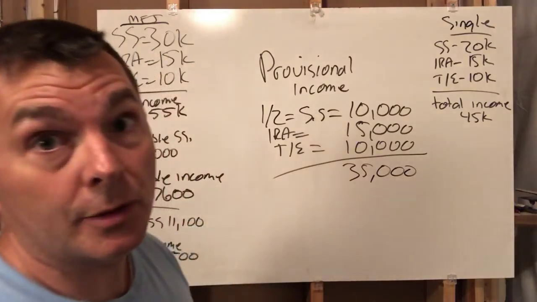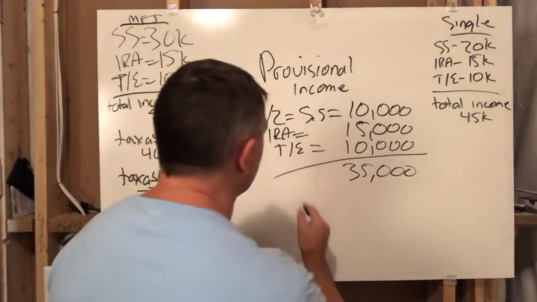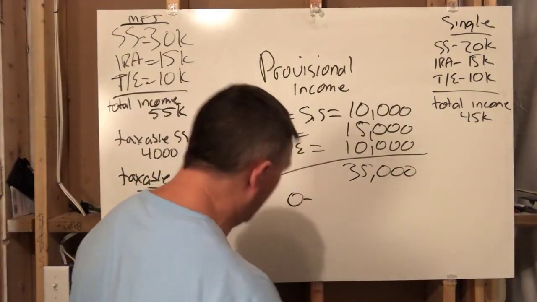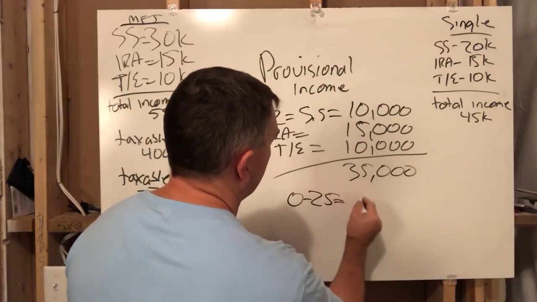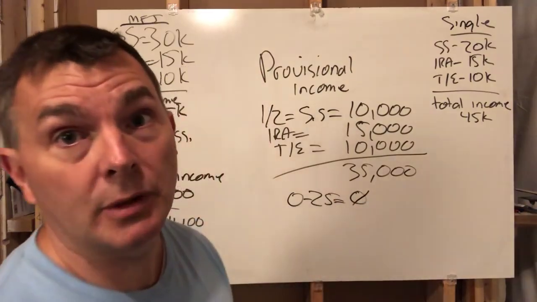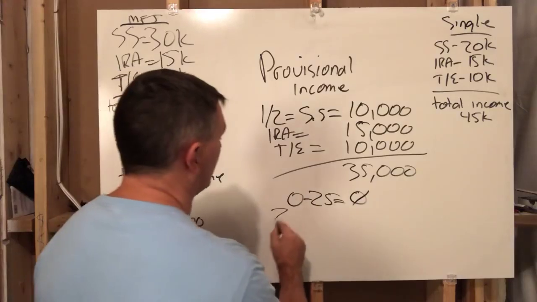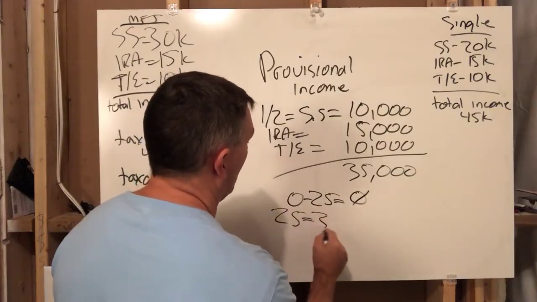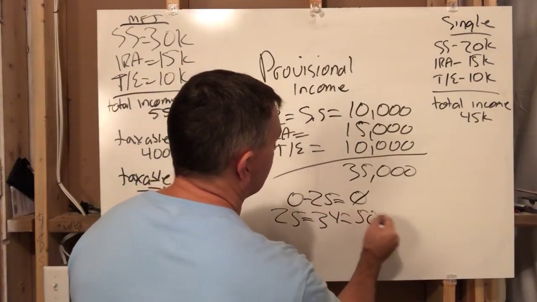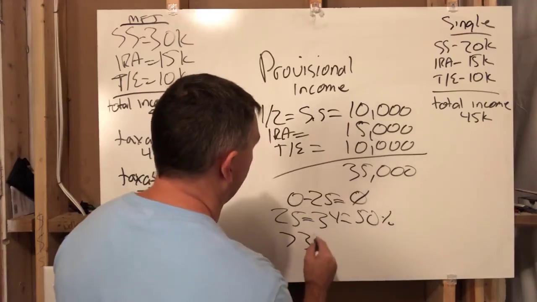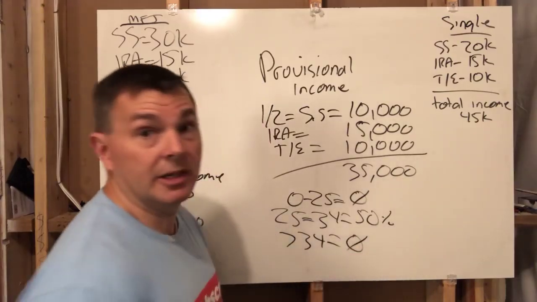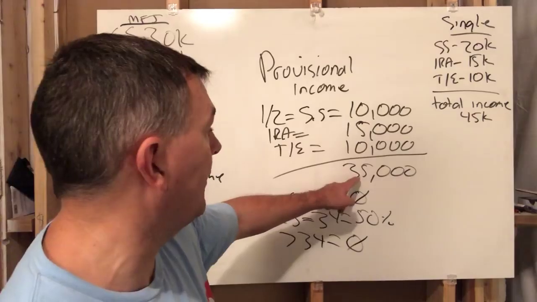$35,000. Now, what we do is we take 0 to 25. That is not subject to income tax whatsoever. 25 to 34, half of that is subject to income tax, and anything above 34, nothing is subject to income tax whatsoever. So here we got $35,000.